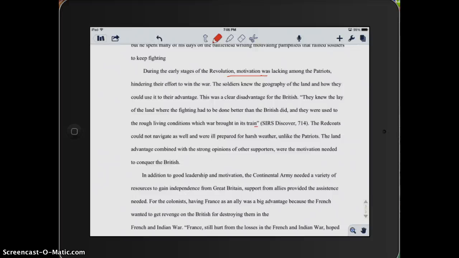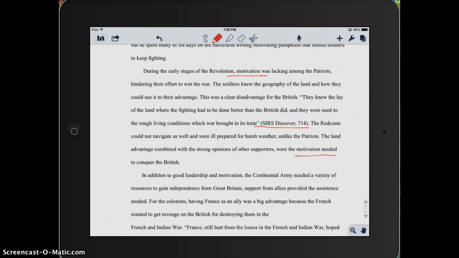Here's their citation. There's a quote from research. The Redcoats could not navigate as well and were ill prepared for harsh weather, unlike the Patriots. The land advantage, combined with the strong opinions of other supporters, were the motivation needed to conquer the British. So you'll notice this person's missing their second example. They only have the first example about how the Patriots knew the lay of the land. They do kind of have a wrapping up sentence where they talked about motivation to conquer the British.